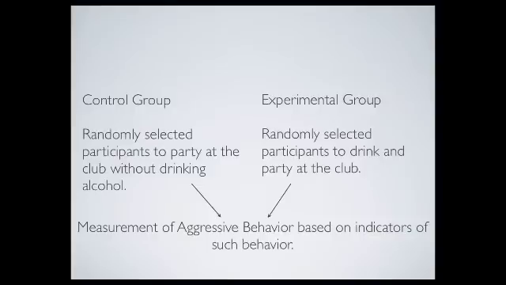So now we have our control group. They were randomly selected, and they are at the party, at the club, and they are not drinking alcohol. And then we have the experimental group, who have been randomly selected also, but they're going to drink and party at the club. Now we can measure the levels of aggressive behavior based on indicators such as verbal and physical confrontations.